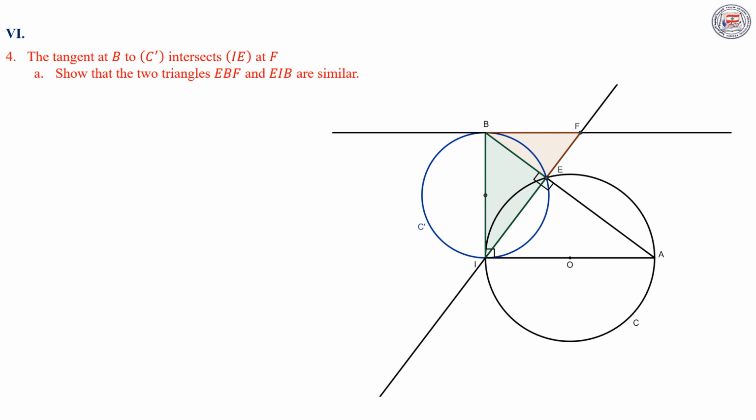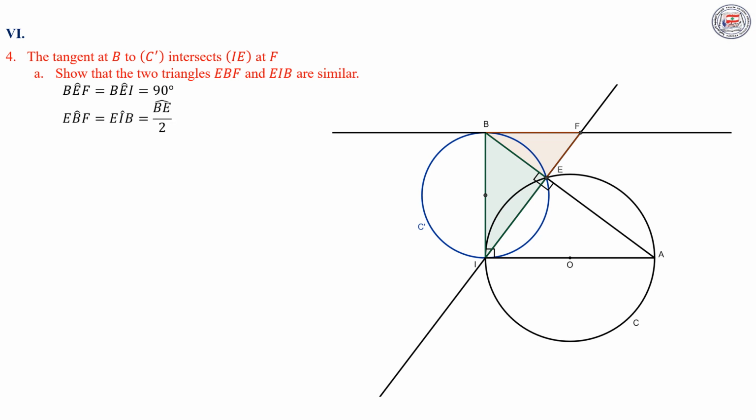In order to prove that two triangles are similar, we have to find two angles in the first triangle that are equal to two angles in the second triangle. The first two angles are BEF from the first triangle and BEI from the second triangle. They are equal since they are both equal to 90 degrees.